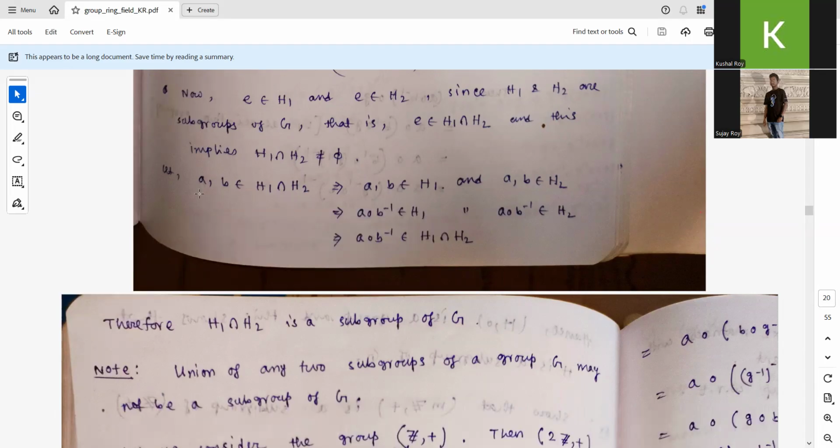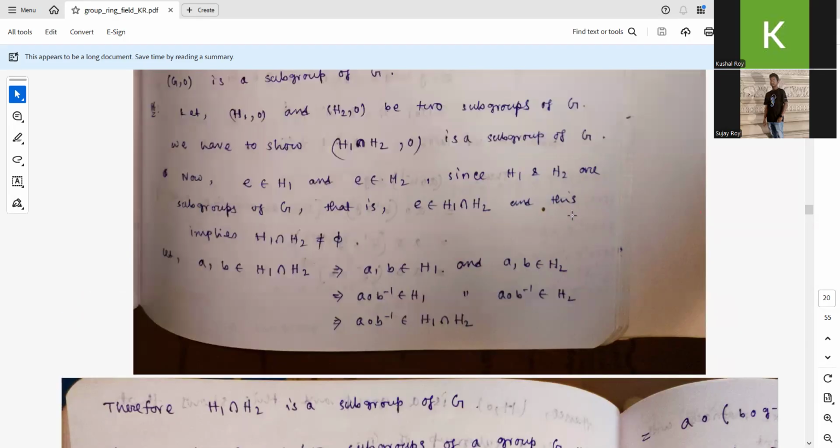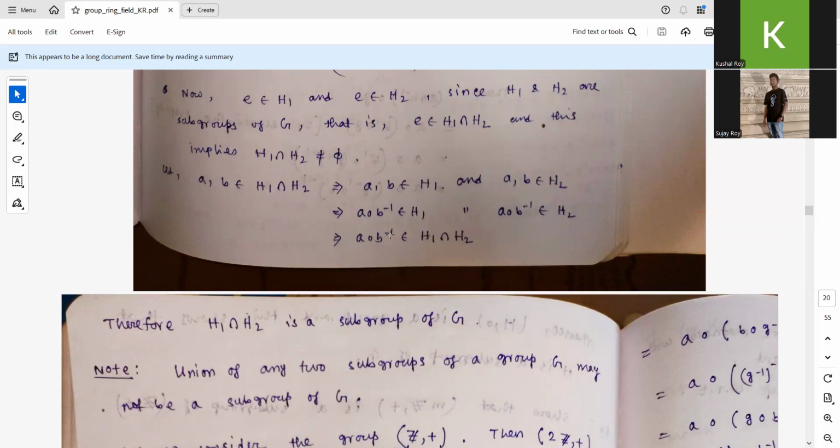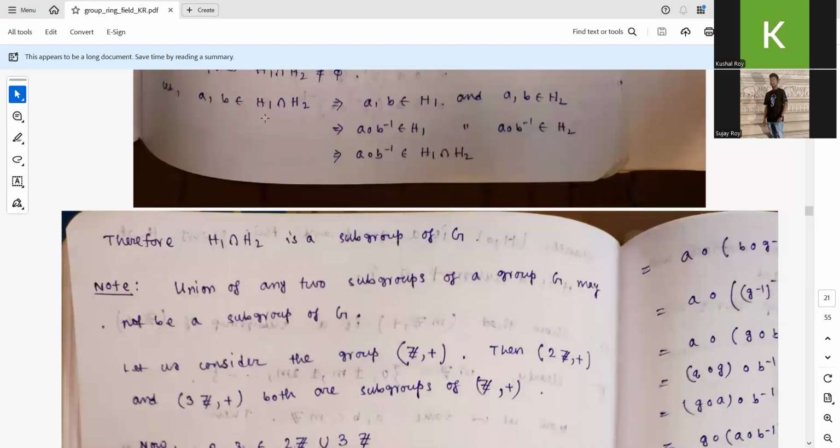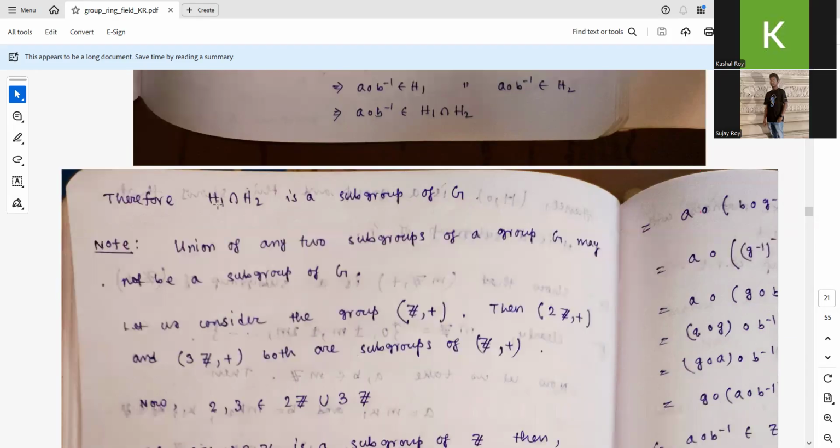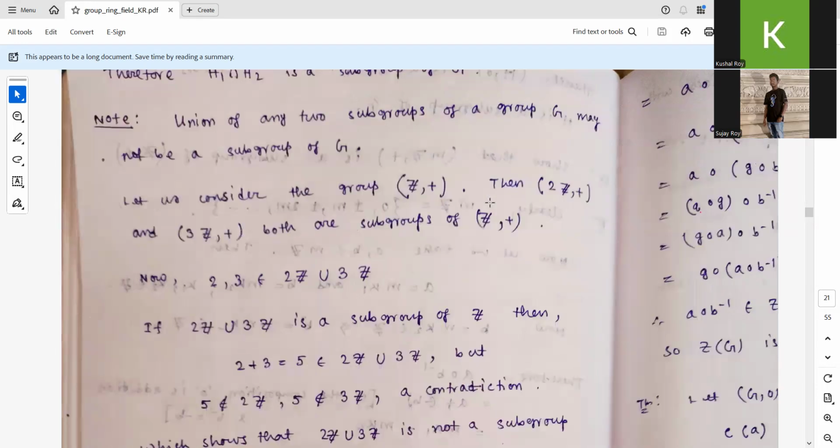Since this intersection is non-empty, now we can prove that this is a subgroup. So let us consider two elements A and B belonging to H1 intersection H2. Since A and B are elements in both H1 and H2, A and B both belong to H1 as well as both belong to H2. So A composition B inverse belongs to H1 and A composition B inverse belongs to H2, because H1 and H2 are both subgroups. So A composition B inverse belongs to the intersection of H1 and H2. That means H1 intersection H2 is a subgroup of G.